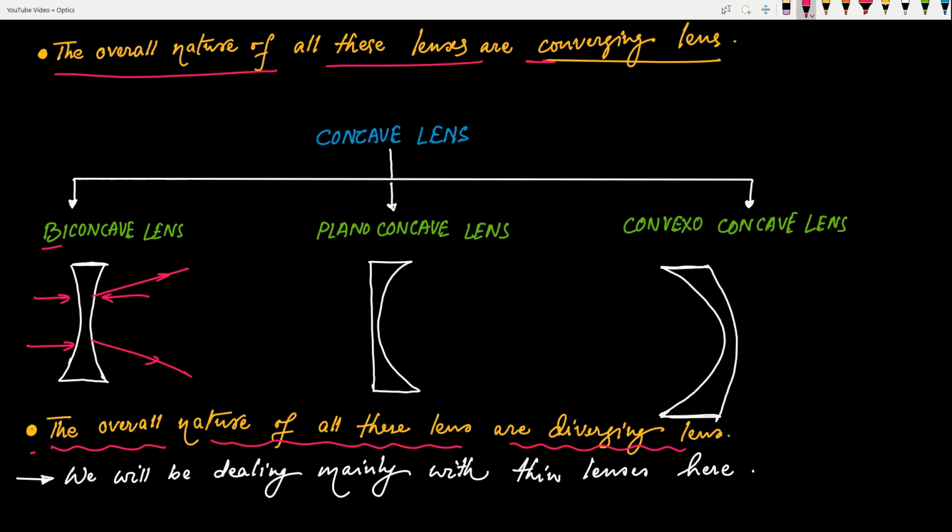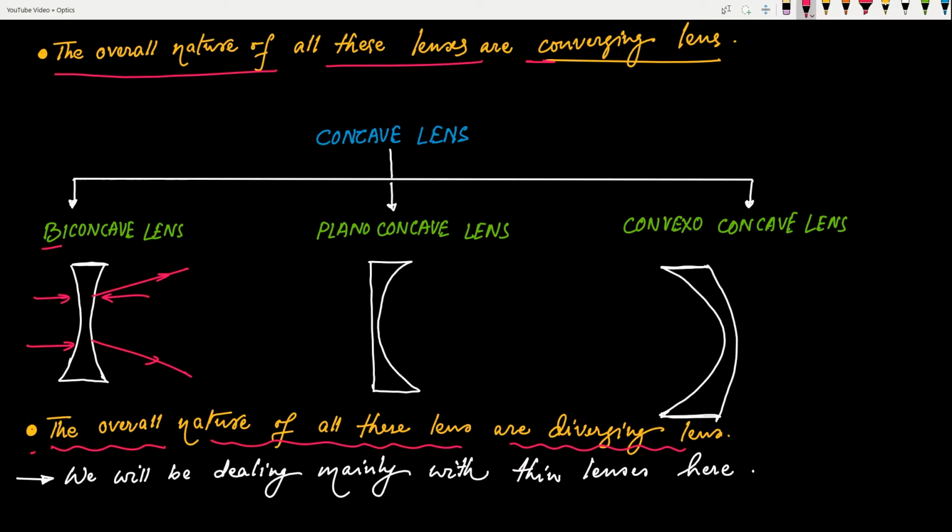Okay, therefore this is a concave lens, and since both the surfaces are concave, it is known as a biconcave lens. Okay, and this is the most important one. We'll be learning mainly about biconcave and biconvex, and in the exam, 90% of the time they will ask you about biconcave and biconvex lens. Okay, now let's move on to our next one, that is plano-concave lens.